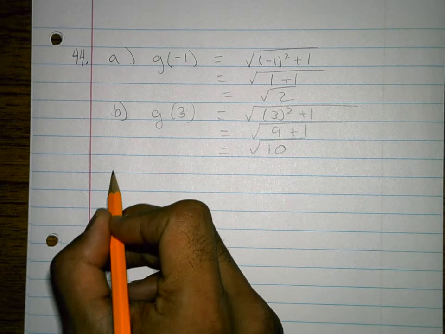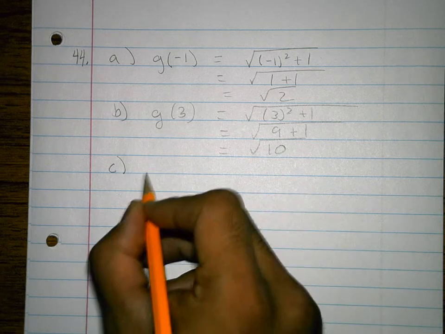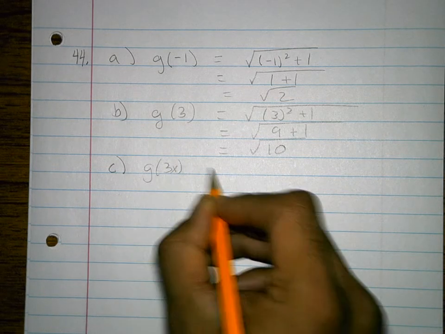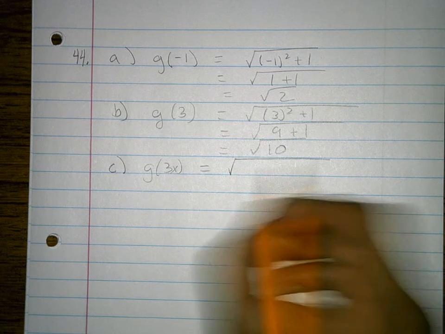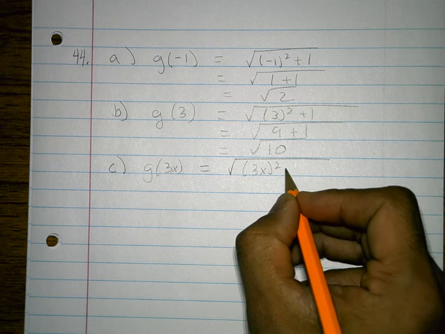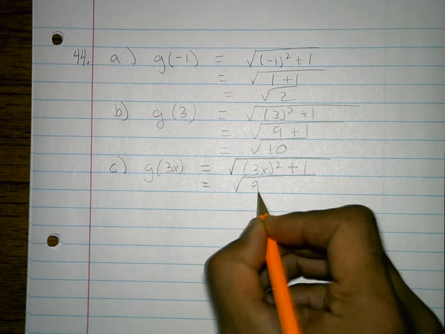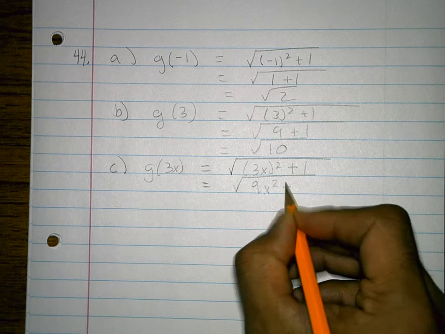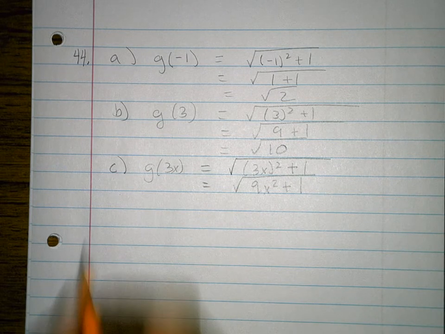B, or C, sorry. g of 3x, and that equals the square root of 3x squared plus 1, which equals 9x squared plus 1. Okay. Can't simplify that any further.